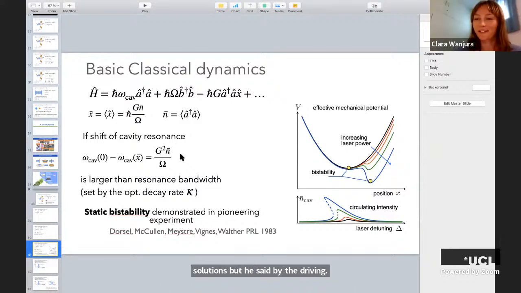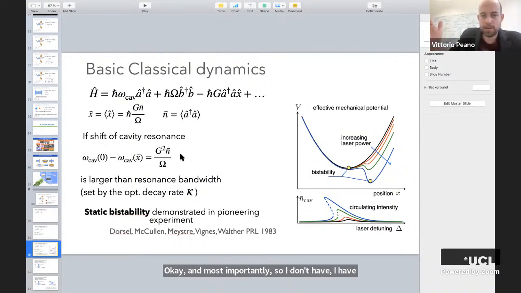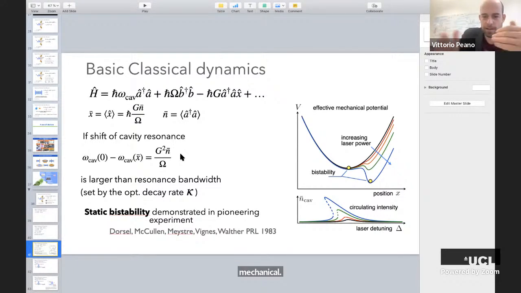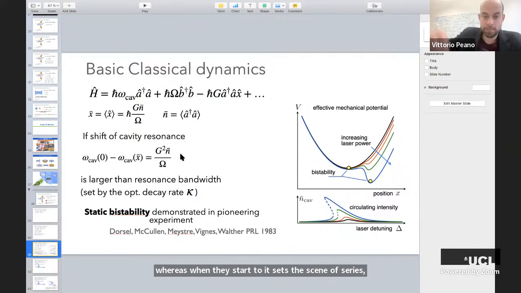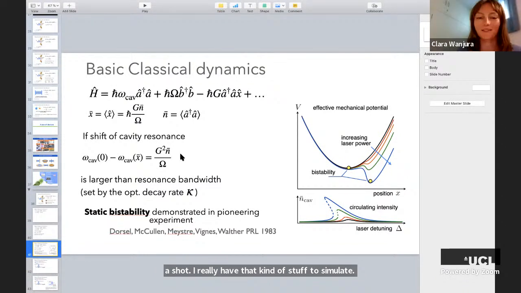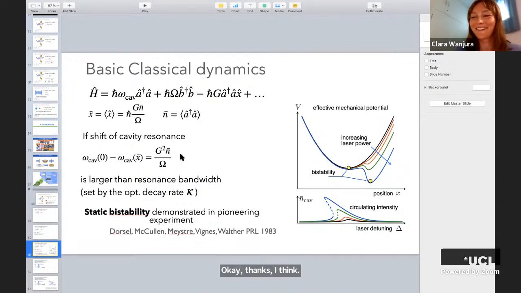Okay. And most important, I have only oscillation of the electromagnetic field, but the mechanical oscillator is fixed in some equilibrium position, maybe having some very small fluctuations, but it's not oscillating. Whereas when I start to add the self-sustained oscillation, I really have that the mechanical mode starts to oscillate. So it's similar to a mechanical laser. Yeah. Okay, thanks. I also read from the chat that this is a topic we'd like to hear more about. Yeah, so this will come.